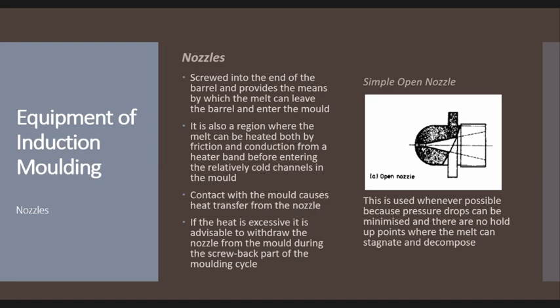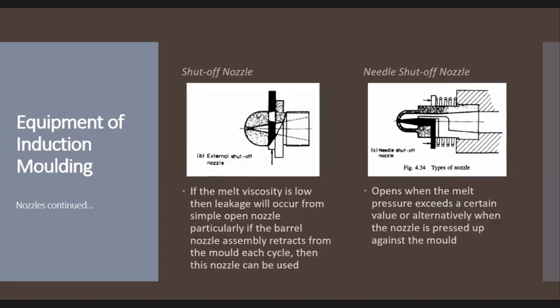But we cannot use this for low viscous polymer. The nozzle we should use, which will come next, is the shut-off nozzle. If the melt viscosity is very low, leakage will occur from the simple open nozzle. If the barrel nozzle assembly retracts from the mold in each cycle, then this kind of nozzle can be used. There is a type of shut-off nozzle, which is a needle shut-off nozzle, that opens when the melt pressure exceeds a certain value, and alternatively when the nozzle is pressed against the mold.